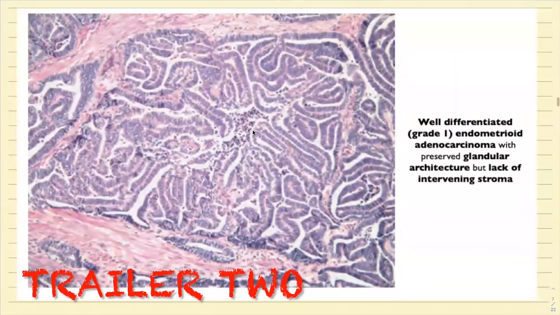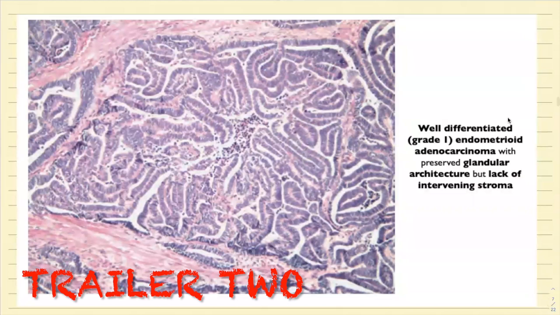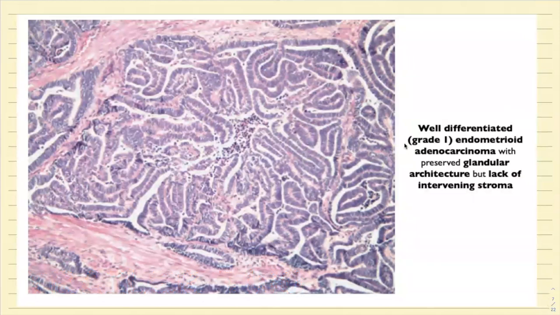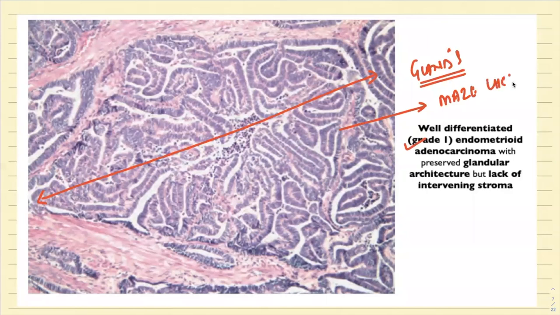Now, this is the well-differentiated, grade 1 endometrial adenocarcinoma. Why are we calling it grade 1? Because all the tumor from this part to this part is composed of glands. Very, very important: can everyone appreciate the nature of these glands? They are maze-like. There is back-to-back gland formation.